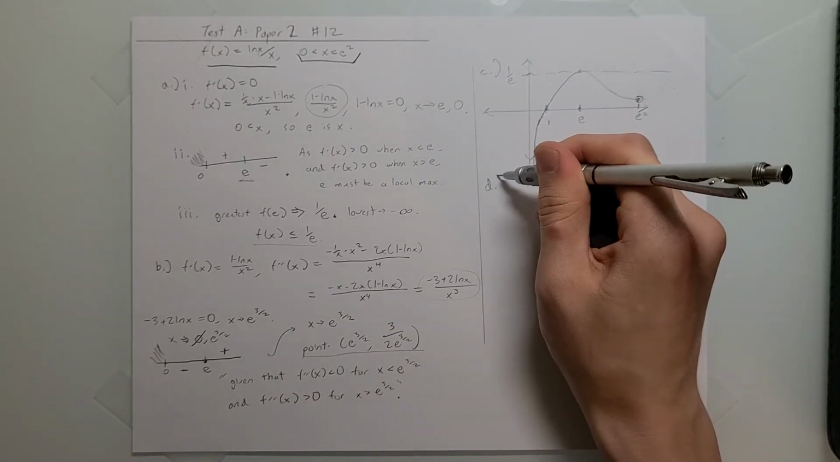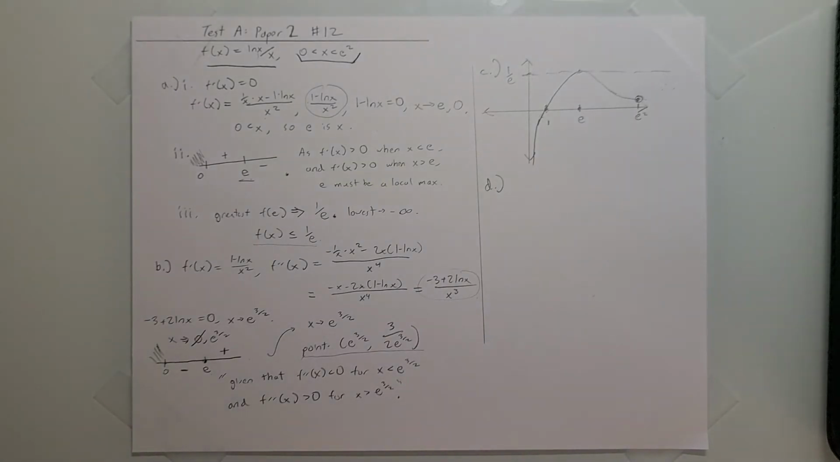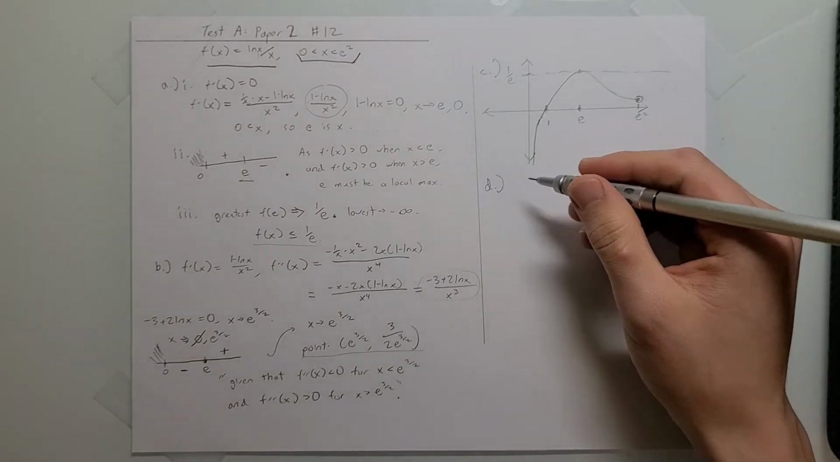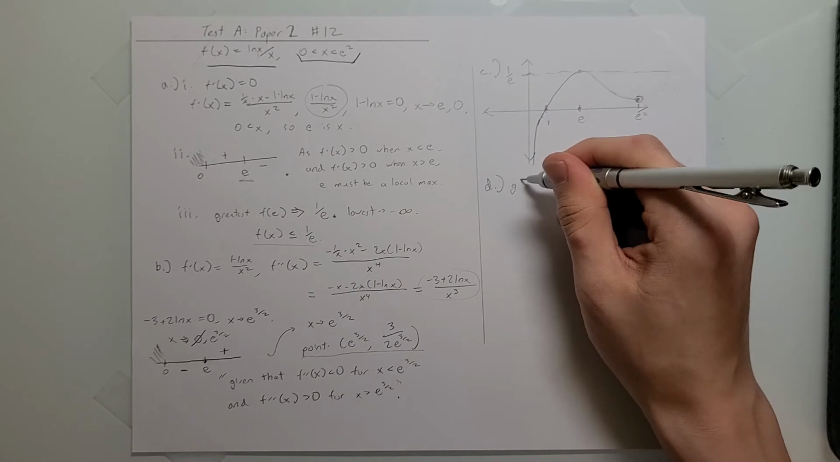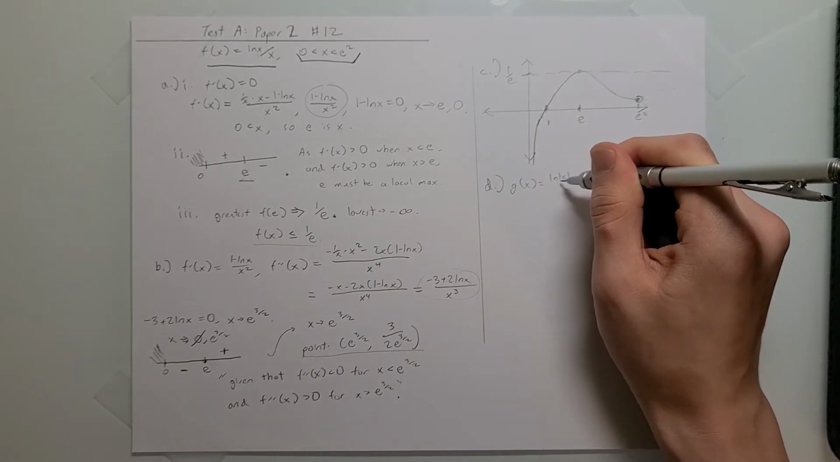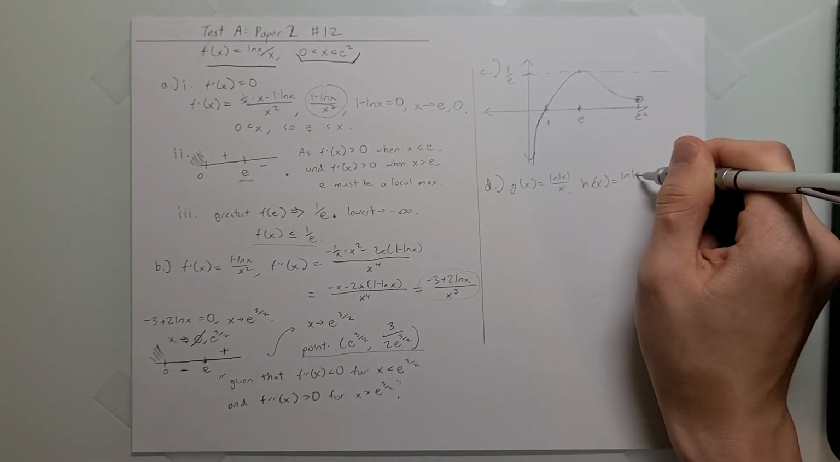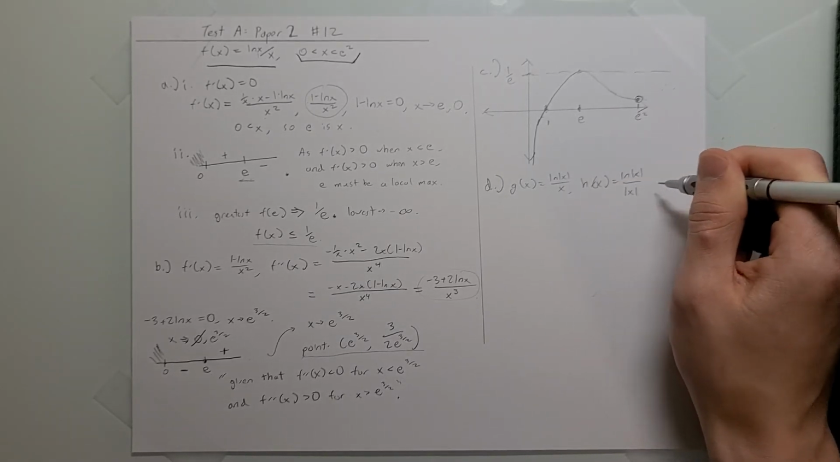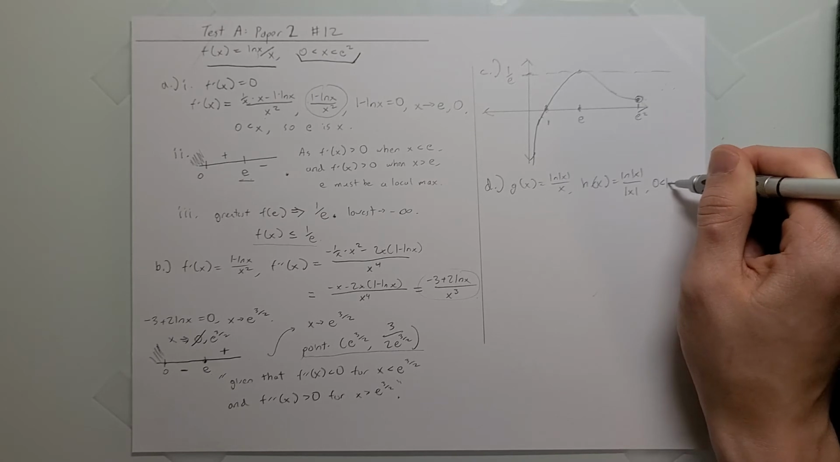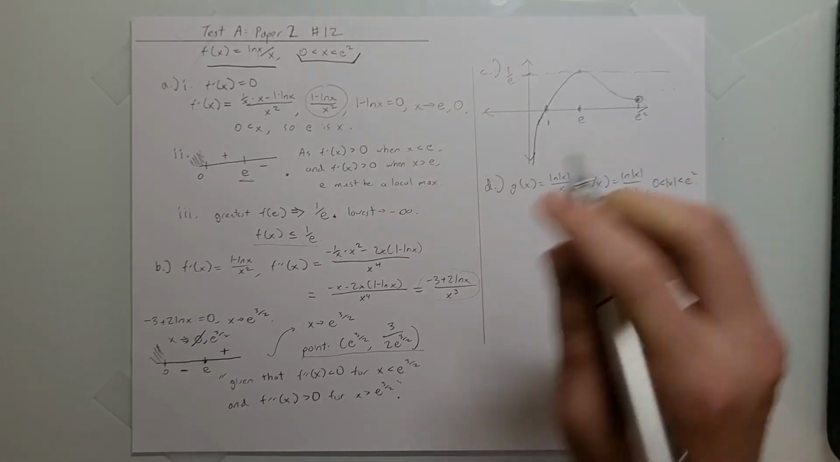Okay, so let's move on to part D. Now consider the functions g of x equals ln absolute value of x over x, and h of x, which is the ln of the absolute value of x over the absolute value of x, where x is bounded from 0 to e squared. So g of x and h of x, with the bounds being 0 to e squared.